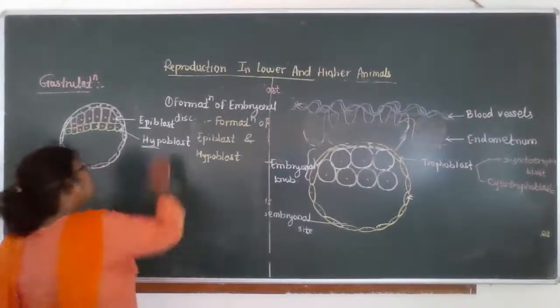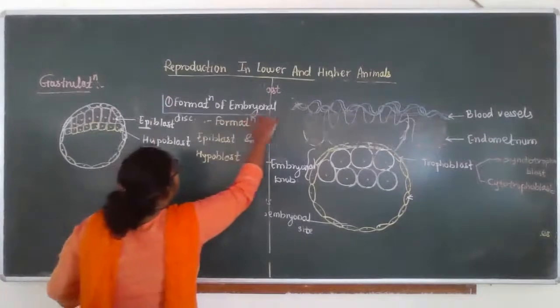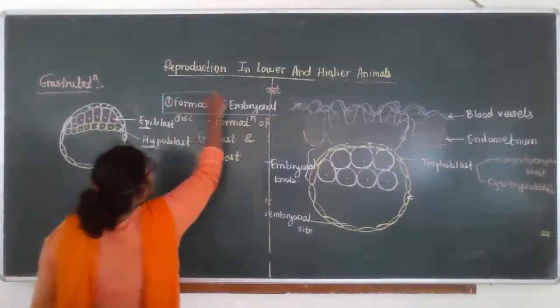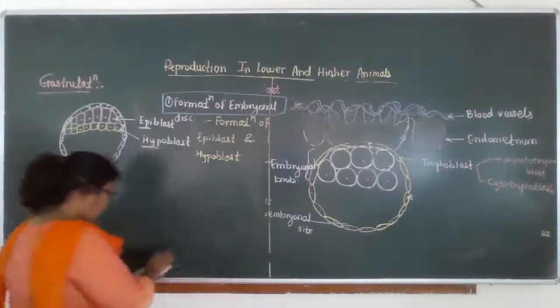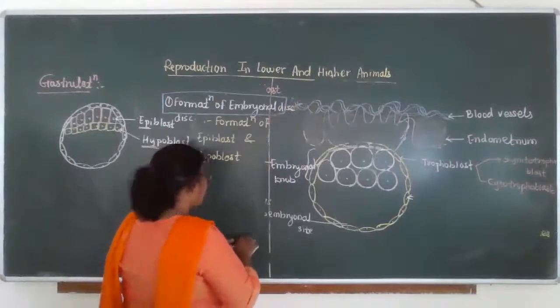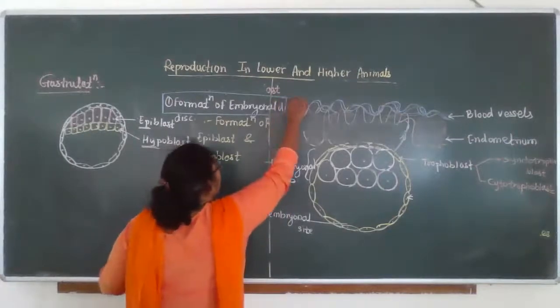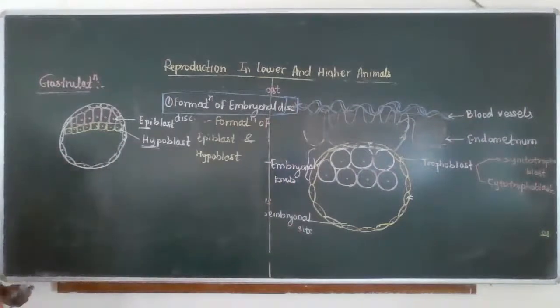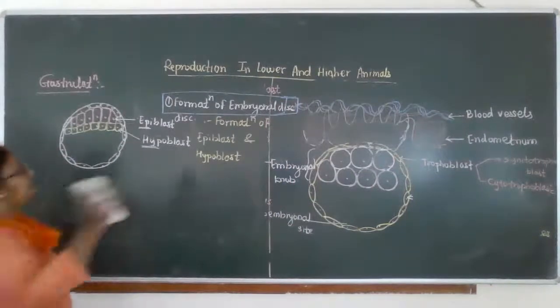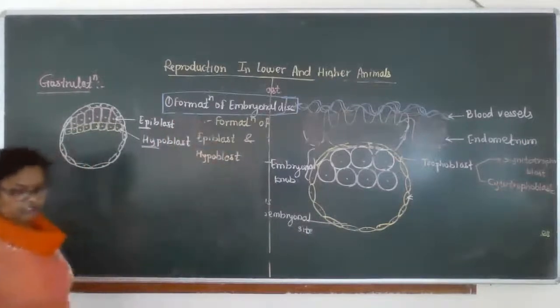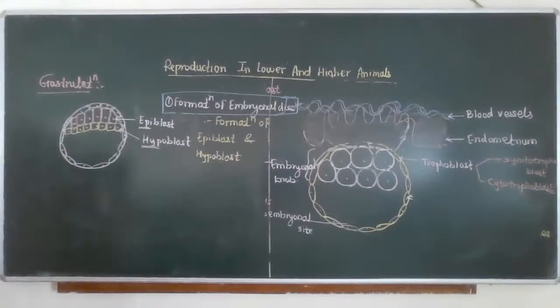This is the first event during gastrulation, formation of embryonal disc. Formation of embryonal disc. The disc has formed. Okay. Further on, the next point. After the disc forms, what happens? So the second point is the formation of amniotic cavity.